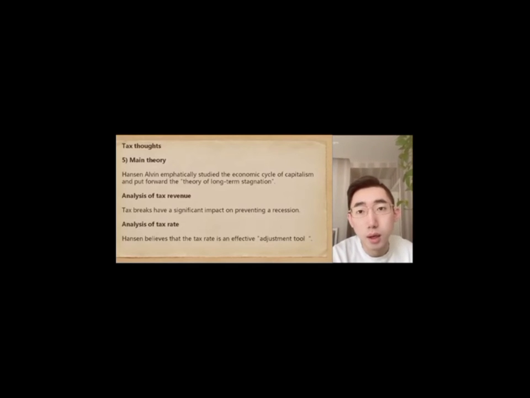And the last reason is his analysis of the tax rate. Hansen believes that the tax rate is an effective adjustment tool, and that the tax rate plays an important role in curbing inflation, and it is the most important means to maintain full employment.